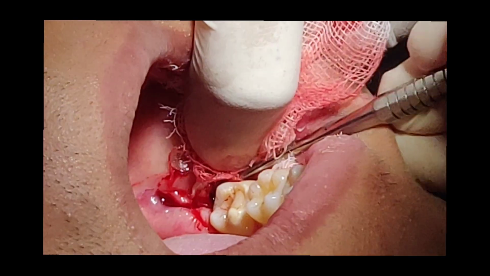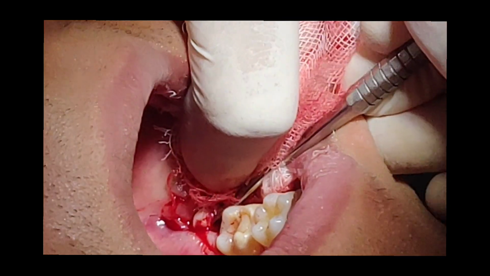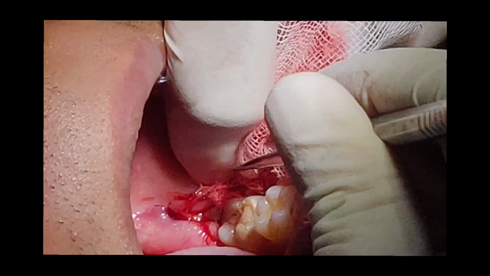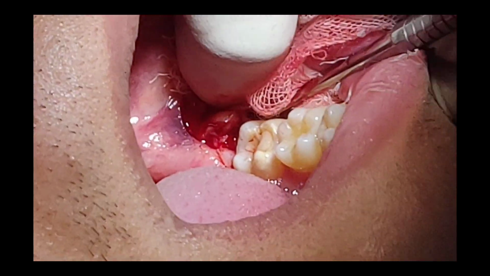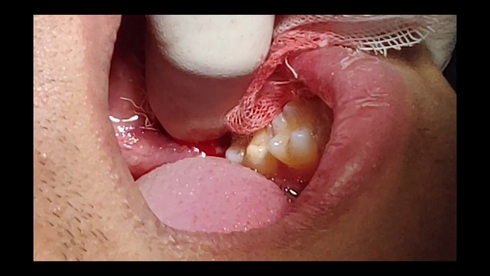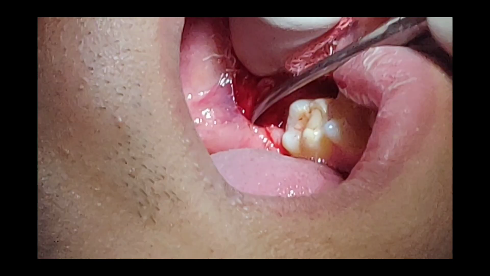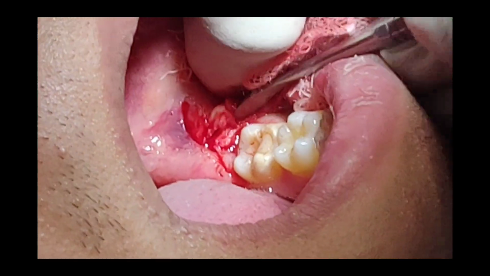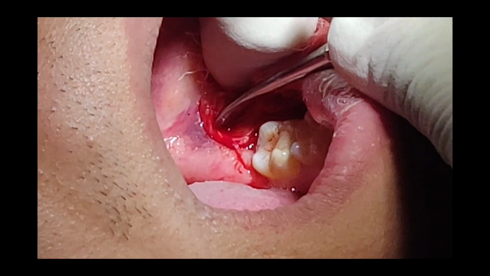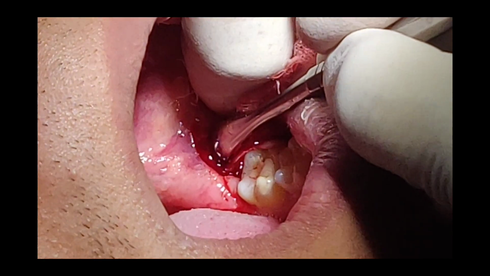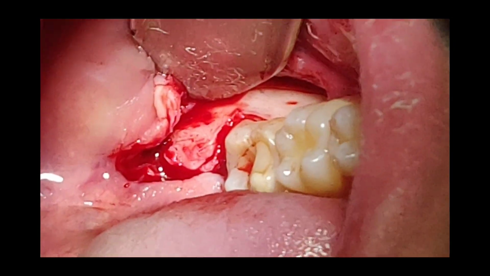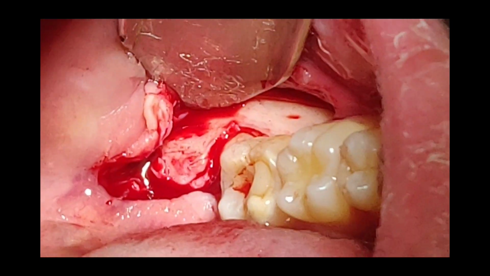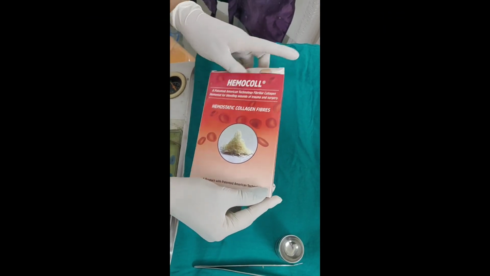On the buccal side, once the entire tissue is raised nicely to give access to the entire occlusal portion or the distal part of the impacted tooth, then we can plan for the bony reduction. So now, as you can see, the bony housing is seen clearly, while at the same time there is oozing.